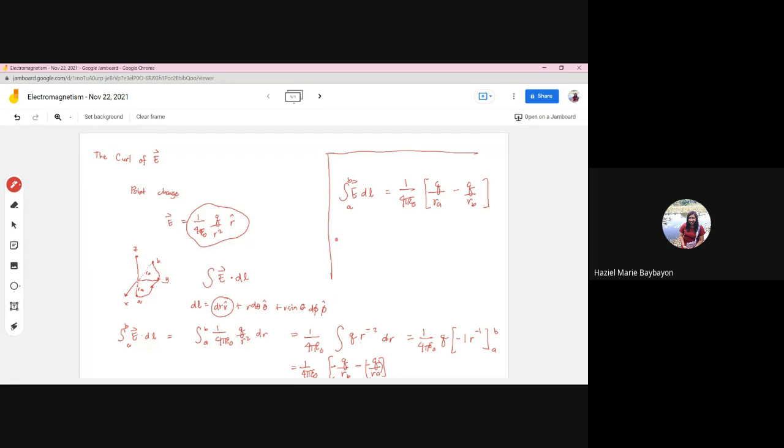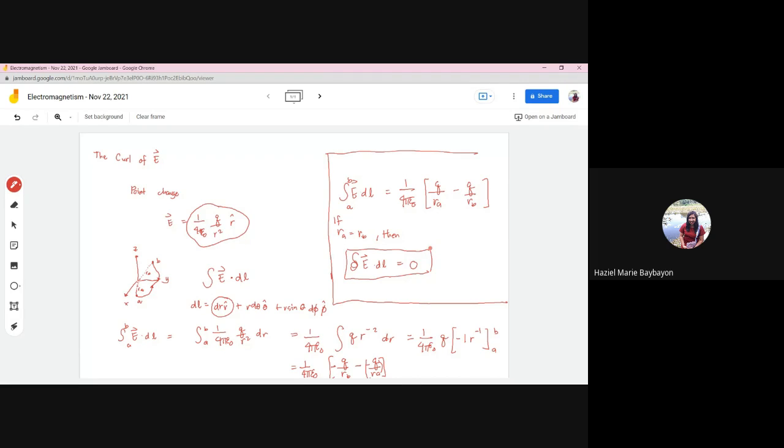Now, if r sub A is equal to r sub B, then we have a closed integration. So the closed integral of E dot dl is equal to 0. As you can see, if r sub A is equal to r sub B, then we will have E dot dl equal to 0. Okay? So you have to take note of this equation.